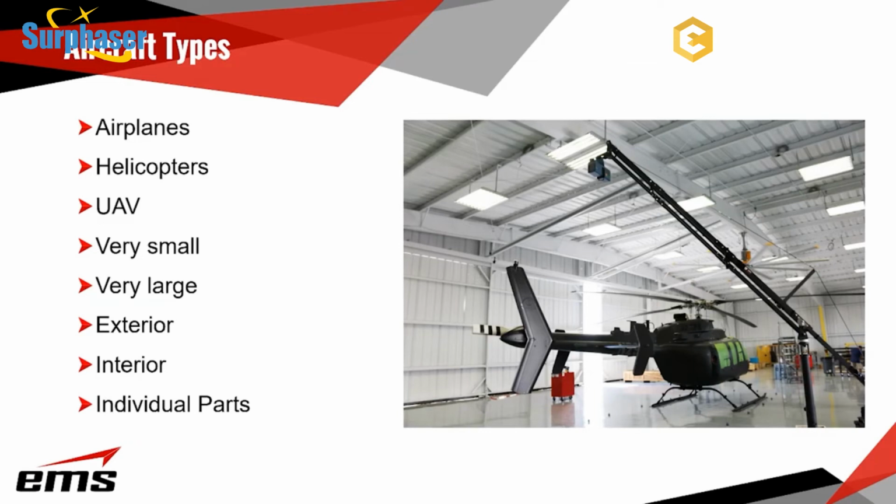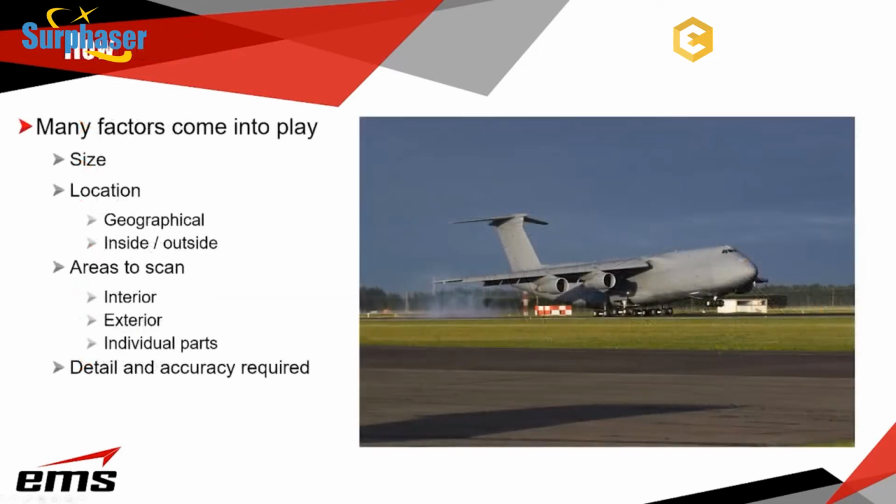Sometimes just the exterior needs to be scanned, sometimes the interior, sometimes both, or just individual parts that they want to have scanned on the aircraft. Now, how is an aircraft actually 3D scanned? What does that process look like?